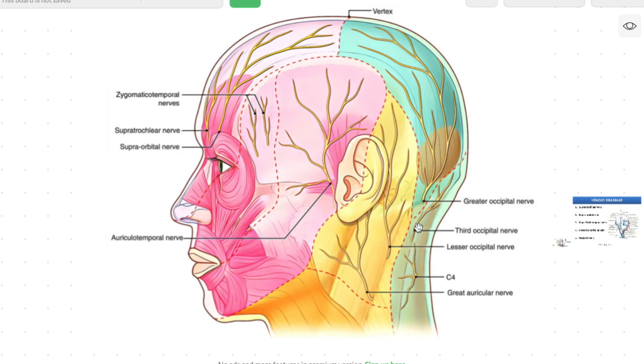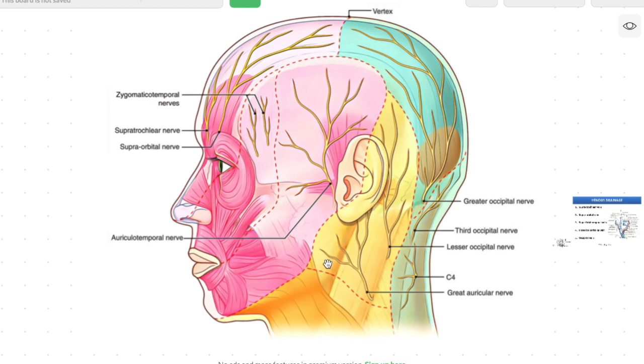And the third one is the lesser occipital nerve, which is derived from the anterior ramus of your C2 and supplies the skin posterior to the ear. This is your ear, and the area posterior to the ear is supplied by this lesser occipital nerve. You can see it perfectly in this picture. Now let's talk about the great auricular nerve, which is derived from the anterior ramus of both C2 and C3 and supplies the skin posterior to the ear and over the angle of the mandible. You can see this is the mandible, and it supplies the skin behind the ear and right down there.